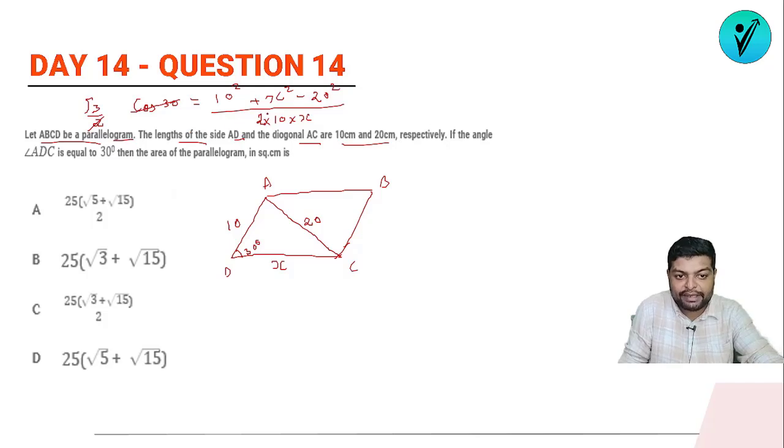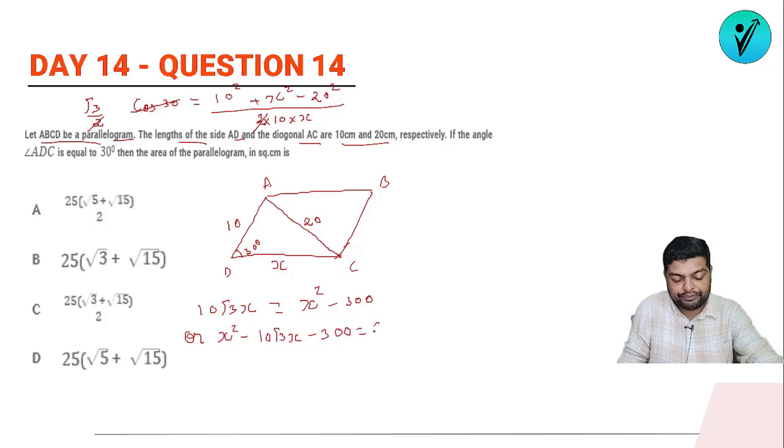So this and this will be cancelled. Now we will be left with the equation. We'll have 10 root 3x, simply I have multiplied it, equal to, now this is 10 square, which is 100, this is 20 square, that's 400. So we'll have a quadratic equation. If we further simplify it, we have x square minus 10 root 3x minus 300 equals 0.